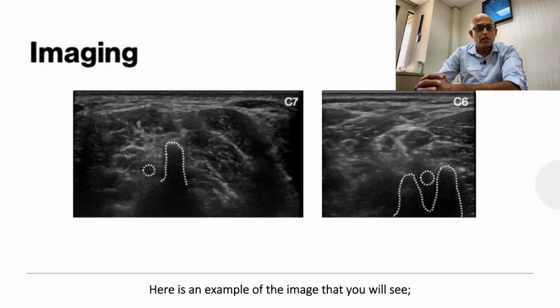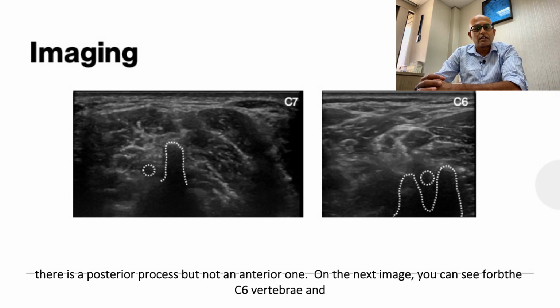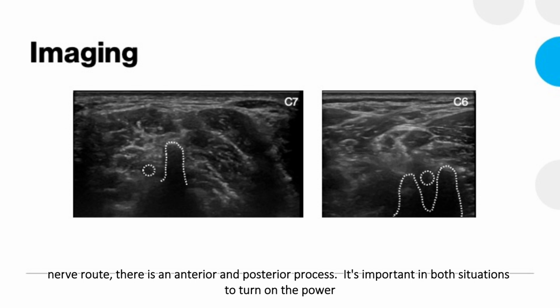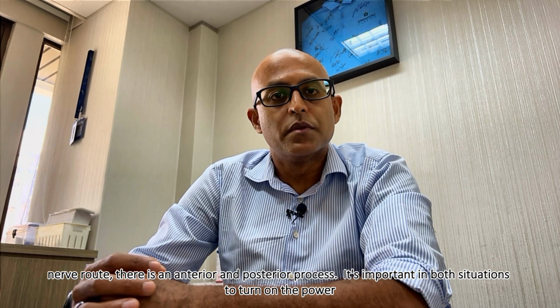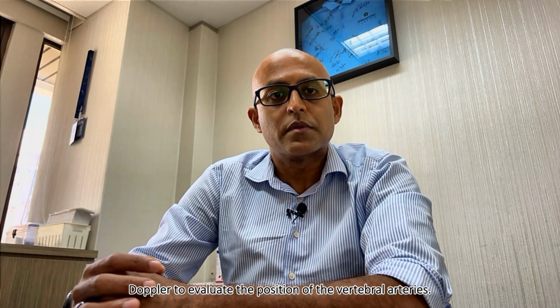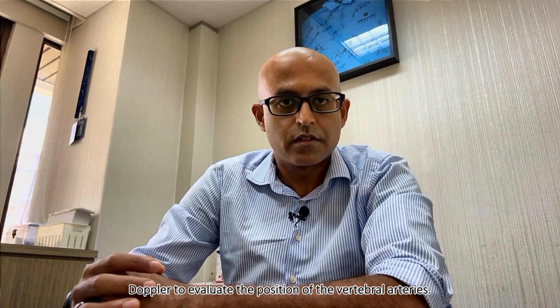And here's an example of the image that you will see. So for the C7 vertebrae and C7 nerve root, there is a posterior process but not an anterior. On the next image, you can see for the C6 vertebrae and nerve root, there is an anterior and posterior process. It's important in both situations to turn on the power Doppler to evaluate the position of the vertebral arteries.